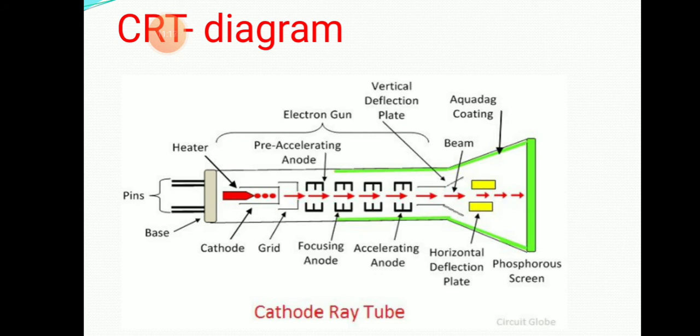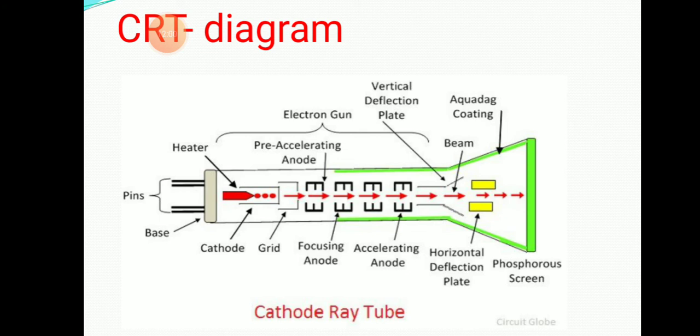Next one, we'll move on to the specifications of the CRO. First one, vertical sensitivity. Second one, input impedance. Third one, maximum input. Fourth one, coupling. Fifth one, accuracy. Sixth one, bandwidth. Seventh one, trigger. Eighth one, mode. Ninth one, level.